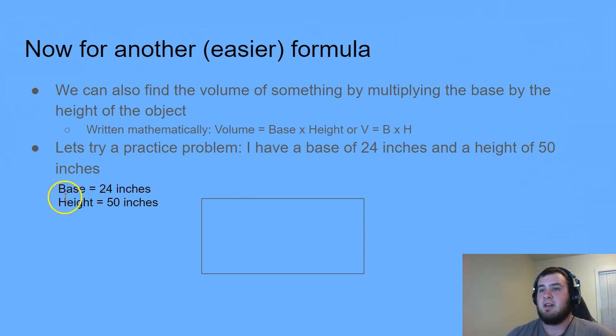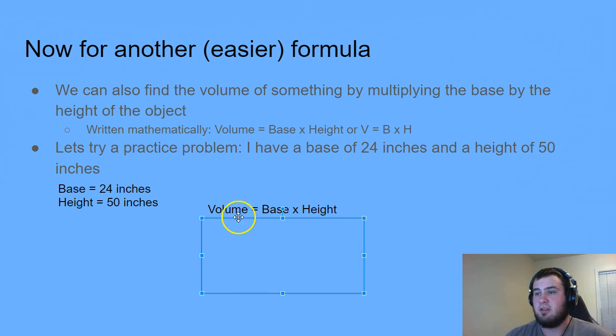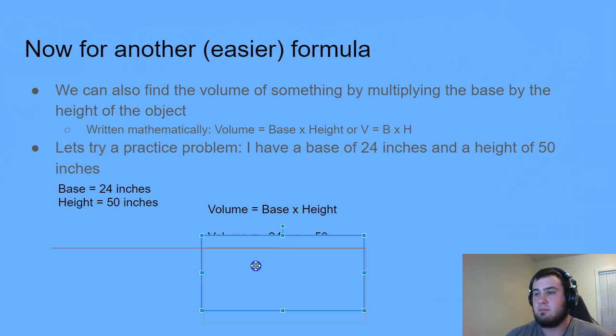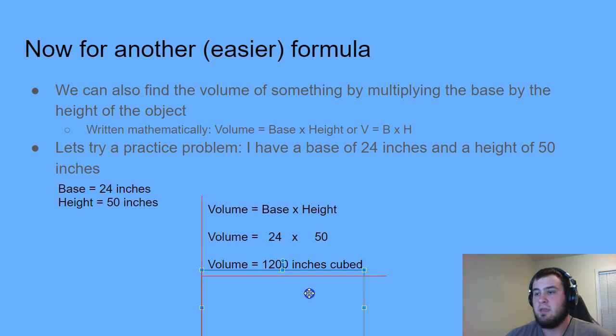So let's say I have a rectangular prism with a base of 24 inches and a height of 50 inches. Now all I have to do is plug that into my formula. So volume equals base times height. So let's plug those numbers in right here. So our base is 24 inches and our height is 50 inches. Multiply those two numbers together, and we come to a volume of 1,200 inches cubed.